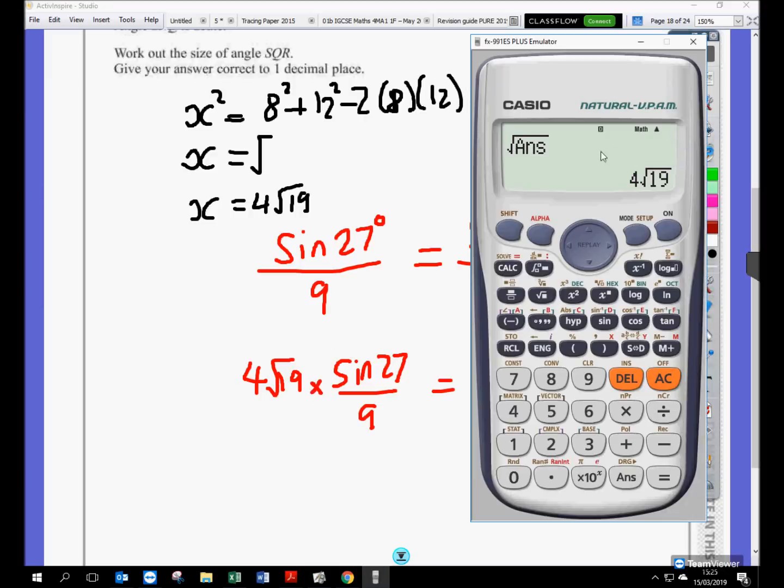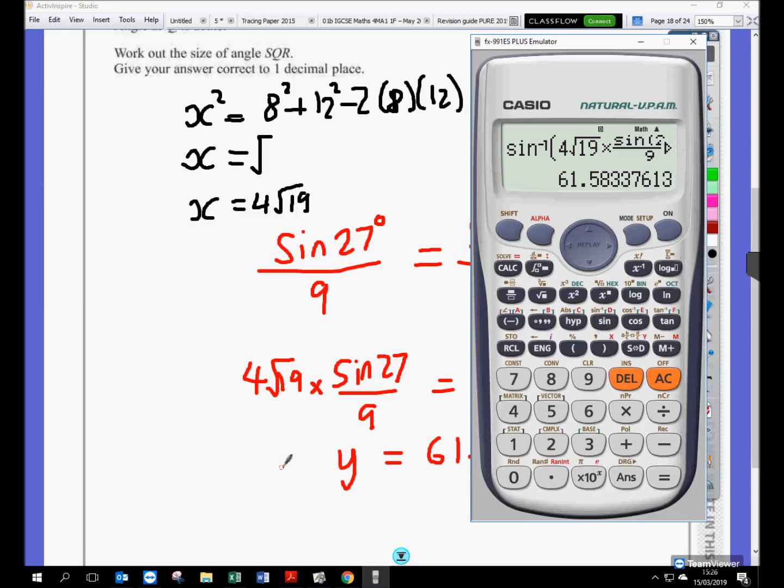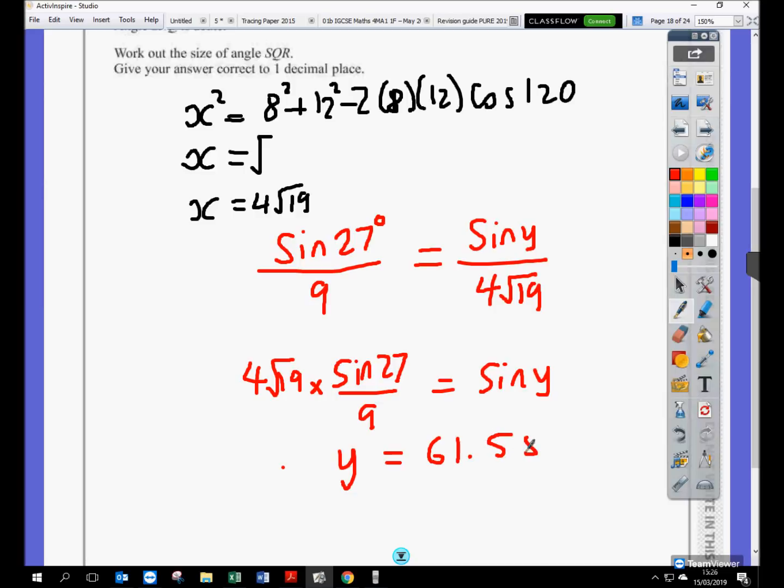So if I want angle y, the opposite of sine y is to inverse sine. So if you press shift sine, you then have to type in everything that's here on the left-hand side in this bracket. Type in 4 root 19 multiplied by a fraction, sine 27 close brackets over 9. Scroll to the right, close that. This is angle y now. So angle y is equal to 61 point, remember not to round this, 583, and so on.